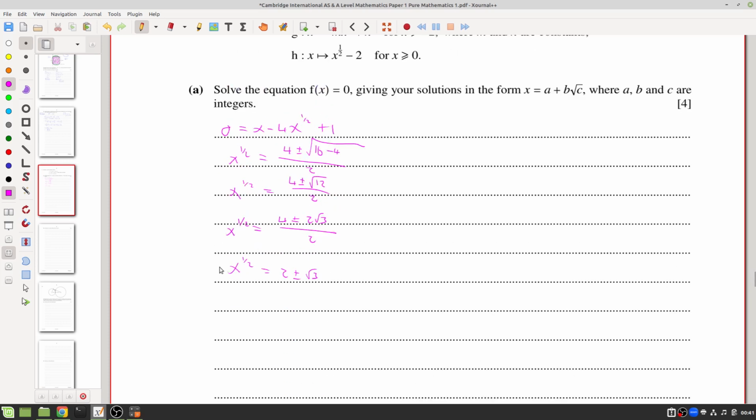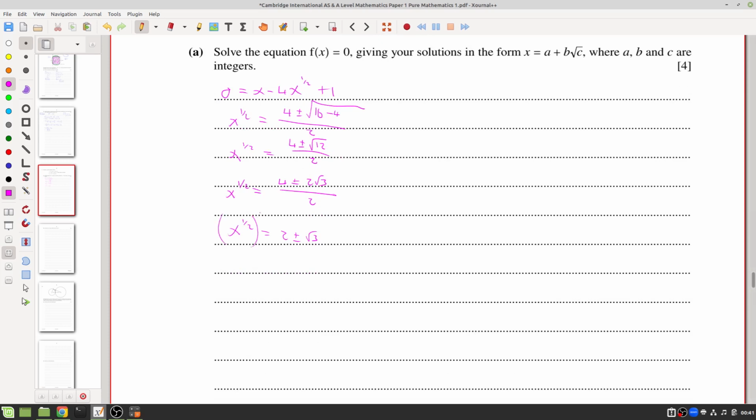So this is x to the power half, but we need to find x, so we square both sides. That gives us x equals 4, plus or minus 4 root 3, and then plus 3. So x equals 4 plus 3 is 7, 7 plus or minus 4 root 3. And there we go, that is our solution. So basically the A would be 7, the B would be plus or minus 4, and the C would be 3.